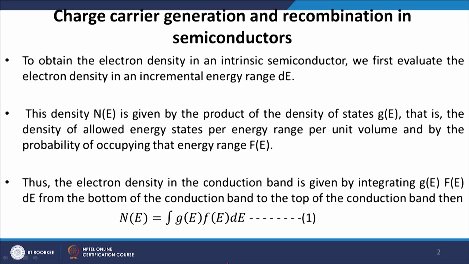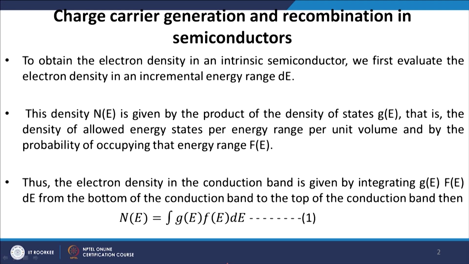So, charge carrier generation and recombination in semiconductors. To obtain the electron density in an intrinsic semiconductor, we first evaluate the electron density in an incremental energy range dE. This density Ne is given by the product of the density of states G, that is the density of allowed energy states per unit energy range per unit volume, and the probability of occupancy of that energy level, that is called the Fermi distribution function Fe.